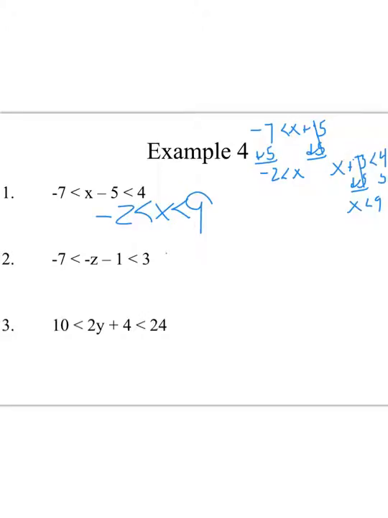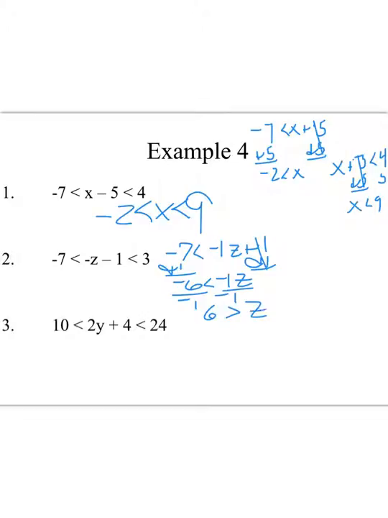Number 2, negative 7 less than negative 1z plus negative 1. I'm going to add 1 to each side. Negative 6 is less than negative 1z. I need to divide each side by a negative 1. Notice because we're dividing by a -1, that sign is going to flip, and we're going to get 6 being greater than z.